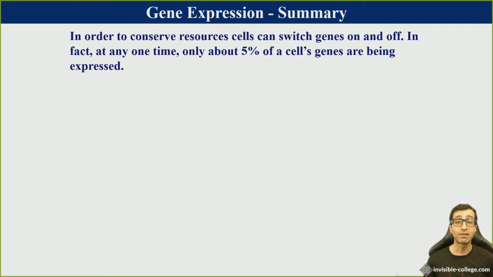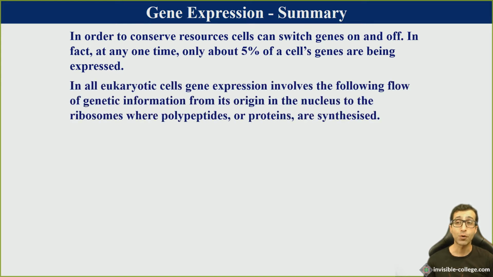So in order to conserve resources, the cell can switch genes on and off, and in fact at any one time only about 5% of the cell's genes are being expressed. Now, in all eukaryotic cells, gene expression involves the flow of genetic information from its origin in the DNA, in the nucleus, to the ribosomes, where the polypeptides can be assembled by the process of translation. And this makes up essentially the central dogma of biology.